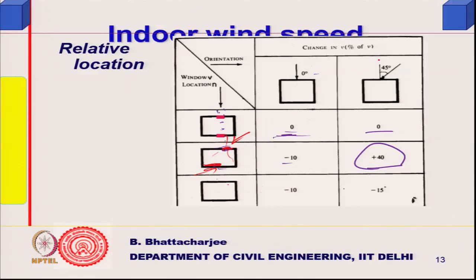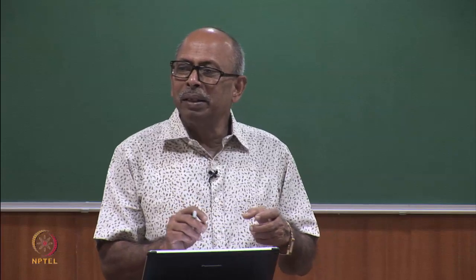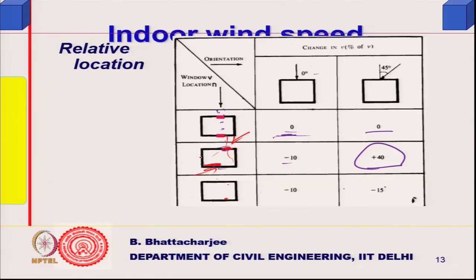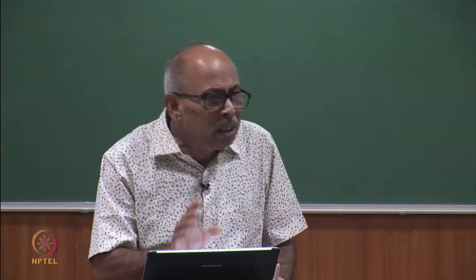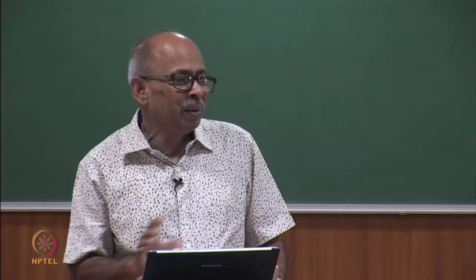So, change in V, this much percentage of V would be changed, that means reduce it by 10%, increase it by 40%, etc. Relative location of the window in a single room. There might be windows face to face, another with two walls, one at the center, one at the corner, something like that. There is a series of combinations, I have taken only 3 of them. There are a lot more. I have not taken those because you can always look into it and find it out, but I am trying to explain what this means and how you look into it.